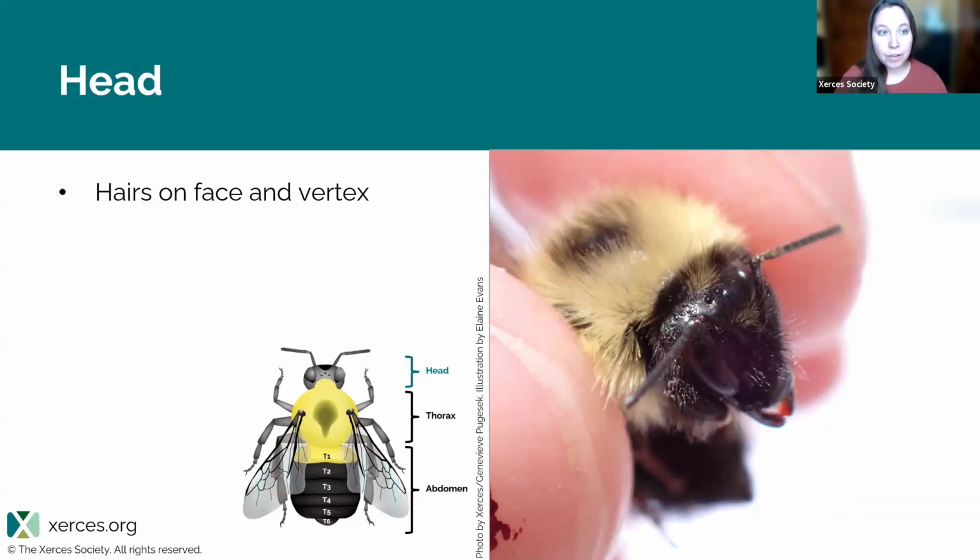All right, so there are lots of different features on the head, thorax, and abdomen that I want to give you an overview of. We can start off with the head. The first thing I like to look at when I'm working through identifications is the color of the hair on the bumblebee's face, where the two antennae attach on their head, as well as the colors of the hairs on the vertex, or the top of their head.